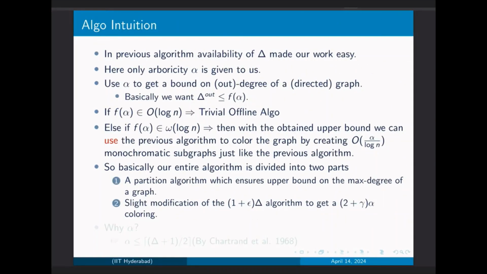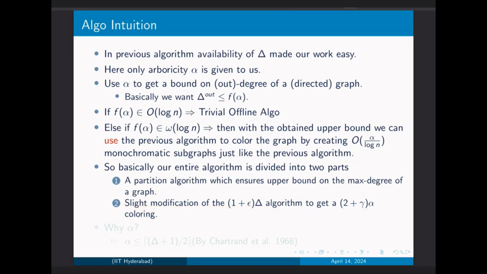The first part is the partition of the vertices in such a way into multiple parts which gives a bound over the out degree of the graph. And once we have that information in hand, then you can slightly modify the previous algorithm and get a (2 plus gamma) into alpha coloring algorithm for that.